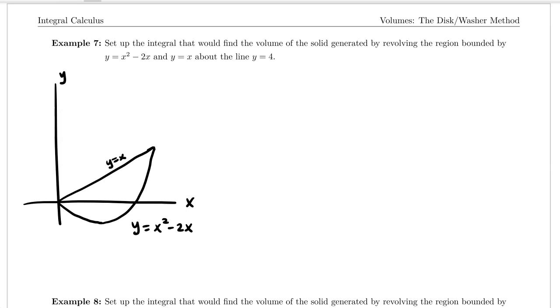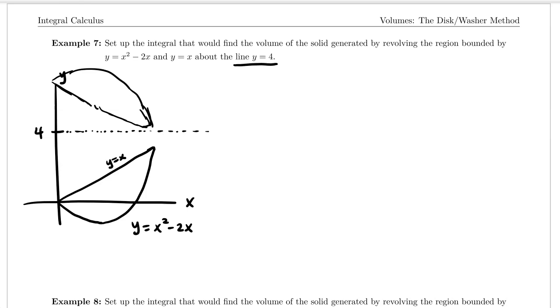And this is the first example that we've seen where we're rotating about a line that is not either the x-axis or the y-axis, and we're rotating about the line y equals 4. So let's just say 4 is right here, and I'm going to draw this dashed line here, and now I'm going to take my graph and I'm going to kind of reflect it. So it looks something like that. That was my poor attempt at a reflection.